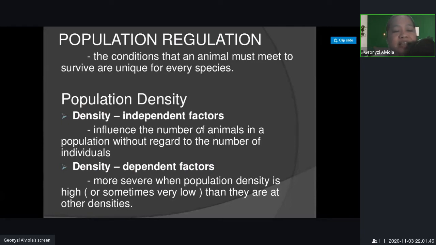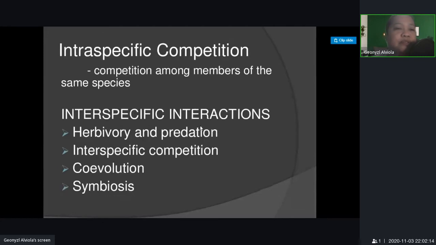Population density is an independent factor influenced by the number of animals in the population without regard to the number of individuals. We also have density dependent factors that are more severe when population density is high, or sometimes very low, than at other densities. So when you have this kind of research already, we have to compute for the densities of a specific species in relation to its environment.